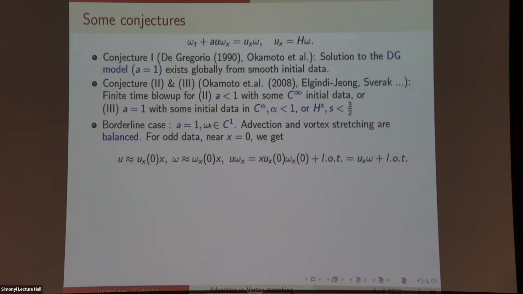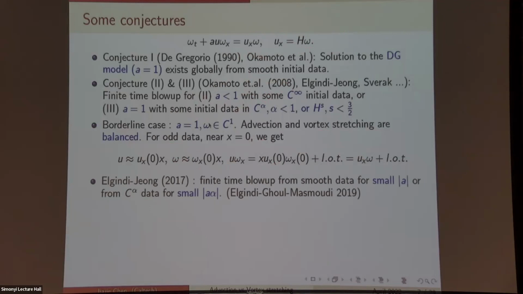The second and third conjectures are below this borderline case. We expect that the advection term is slightly weaker than the vortex stretching. Since this cancellation is not exact, we expect finite time blow up. This is the meaning of the second and third conjectures, at least from a heuristic point of view. However, to justify this heuristic is difficult because this model is non-local. We have this singular operator, the Hilbert transform.